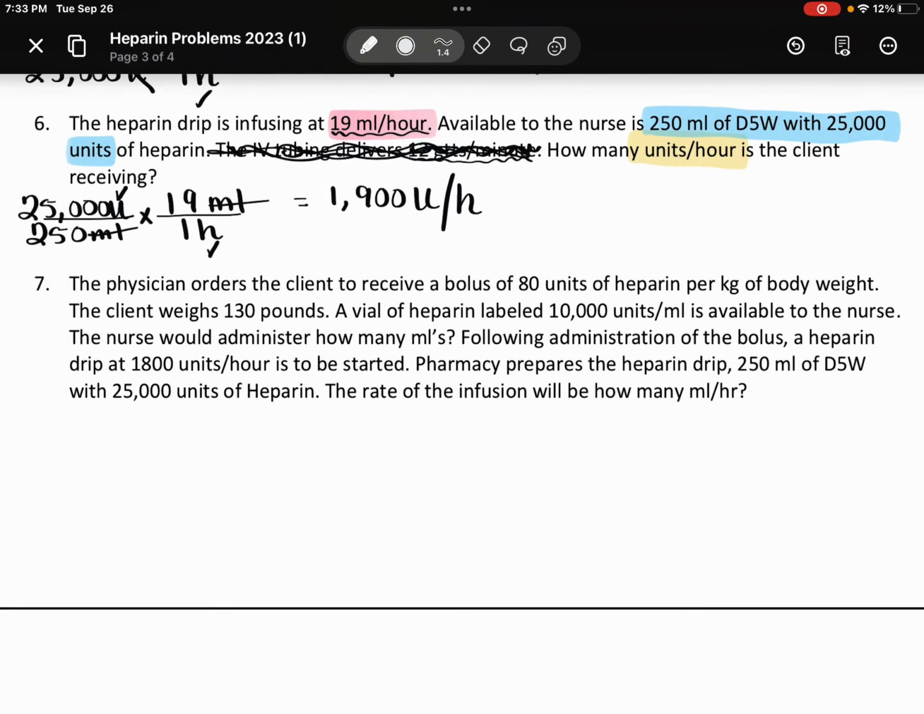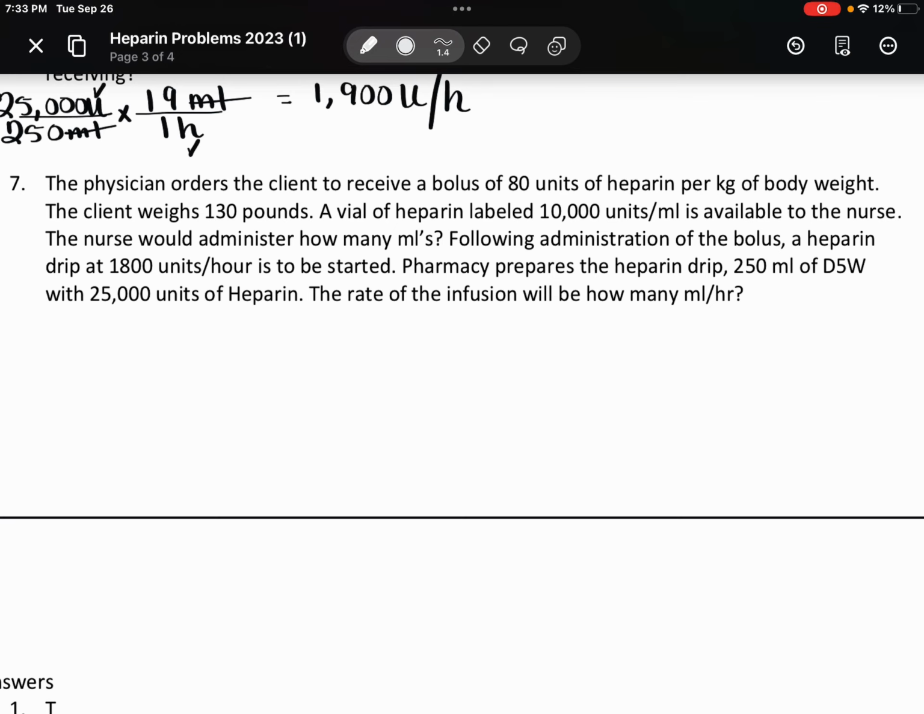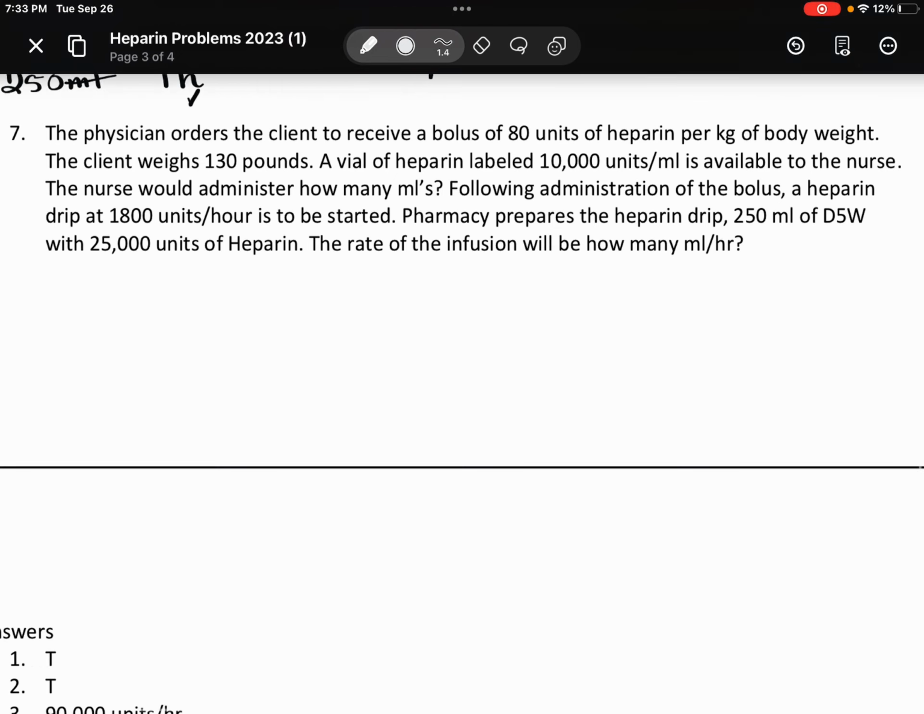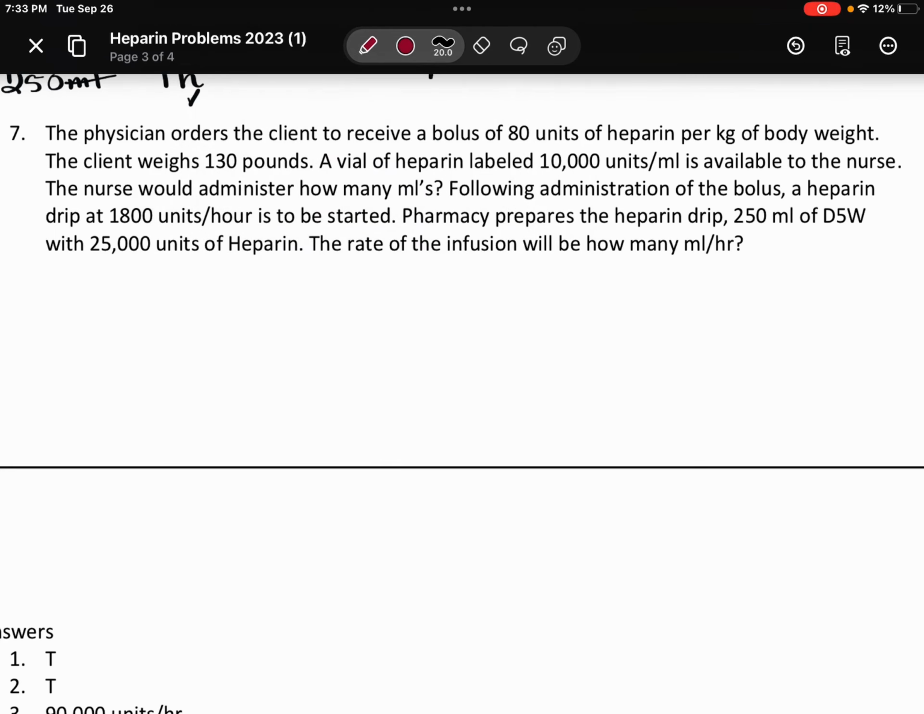So now we're going to go to number 7. The physician orders the client to receive a bolus of 80 units of heparin per kilogram of body weight. The client weighs 130 pounds. A vial of heparin labeled 10,000 units per milliliter is available to the nurse. The nurse would administer how many milliliters? Okay, well let me go ahead and highlight that because there's a lot of extra stuff in here. But I know that part of the problem is asking me how many milliliters this nurse is going to administer. So I'm going to go ahead and highlight that.